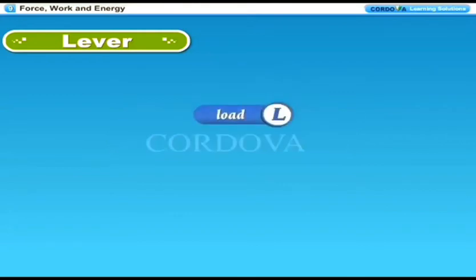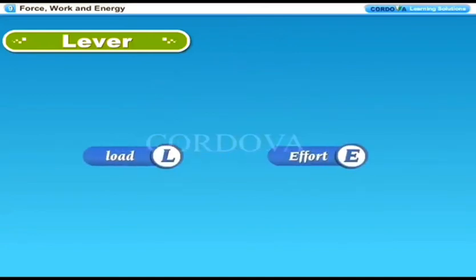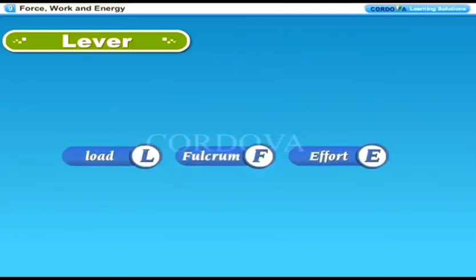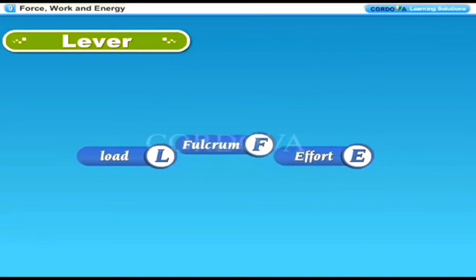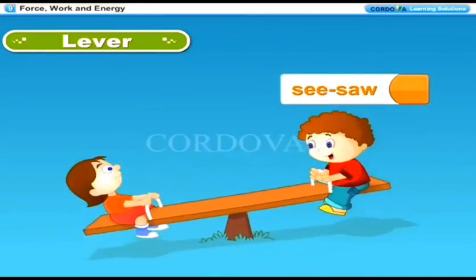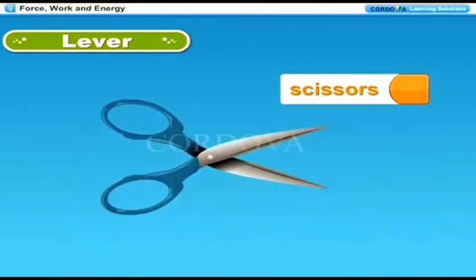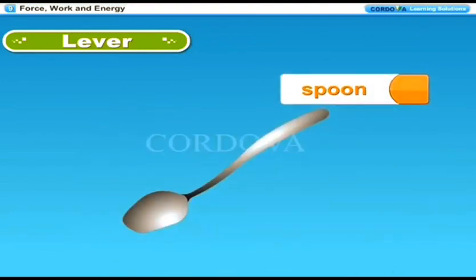Classes of levers. There are mainly 3 classes of levers depending on the positions of the load, L, effort, E, and fulcrum, F. First class lever. In the first class levers, fulcrum, F, is in between the load and effort. Some examples of this type of lever are crowbar, seesaw, scissors, and spoon, etc.